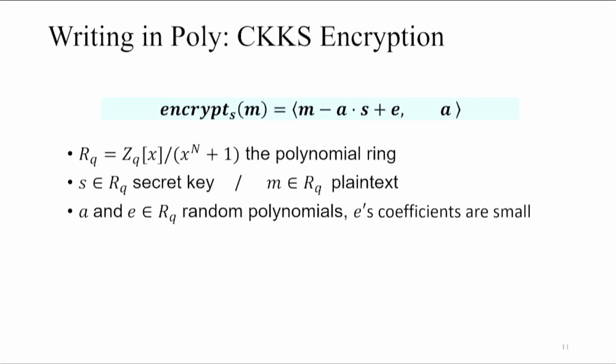Okay, then let me briefly introduce how we can write the homomorphic encryption operations in this poly intermediate language. In order to show this, I will briefly introduce how the encryption is done in the CKKS scheme. It looks complicated, but it is pretty simple. Encrypt takes a polynomial and returns a pair of polynomials. The first value of the pair is m minus a dot s plus e, where s is the secret key and a and e are some random polynomials. And the second element of the result of encrypt is the random value, which is a.